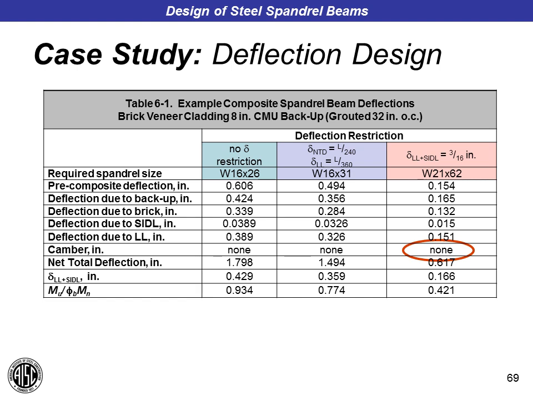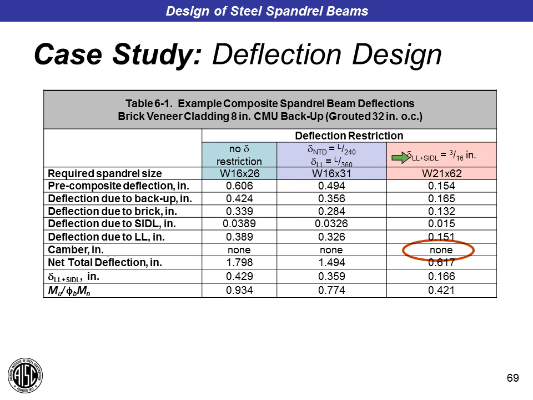So in the first case, we've got a brick veneer with an 8-inch CMU backup grouted at 32 inches on center. And if we place no deformation restrictions on the beam at all and only need to satisfy strength, we find that a W16 by 26 composite section works. It's got a demand to capacity ratio of about 0.93, and we get some fairly large deflections. So the net total deflection is about 1¾ inches, and the deflection due to superimposed live load and dead load is about, say, 7/16 of an inch. If we limit the deflection to L over 360, we get a W16 by 31.